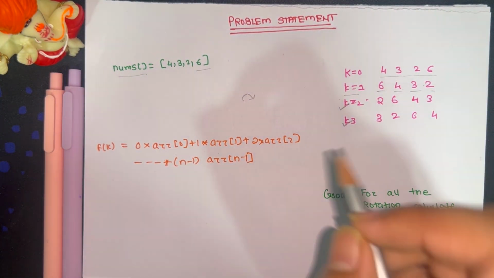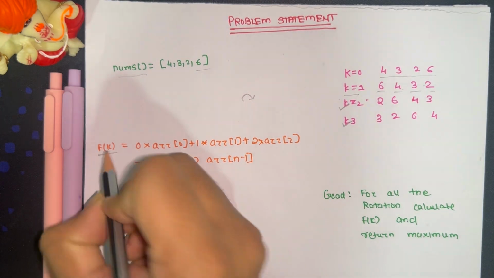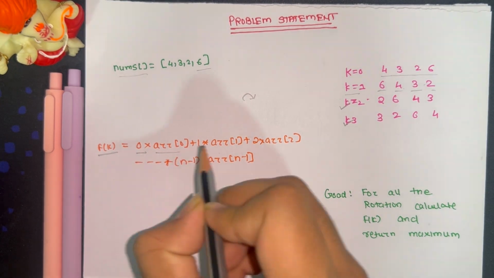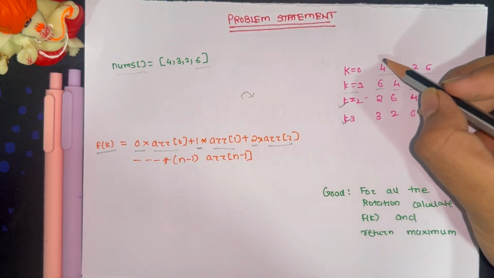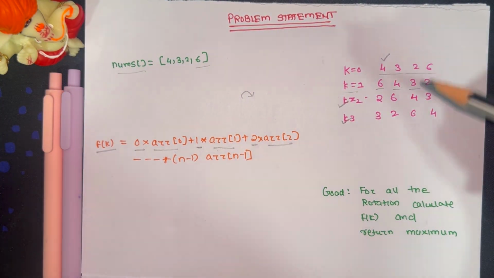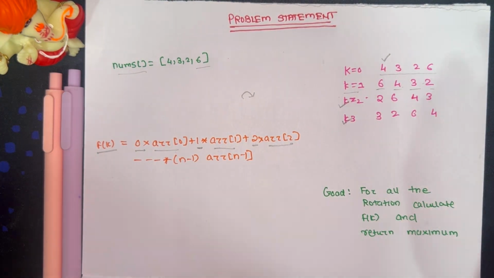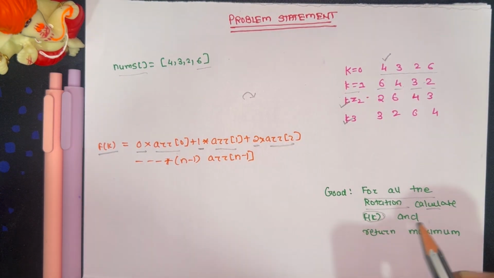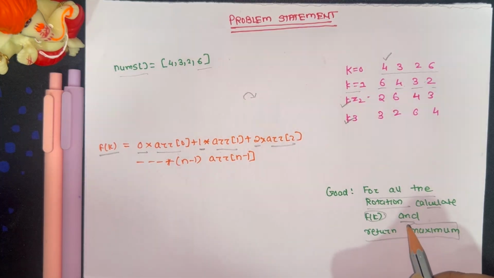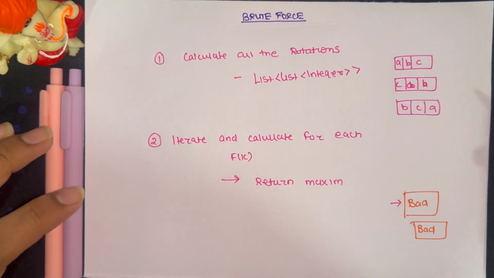What we need to calculate is this f of k, which is 0 into arr of 0 plus 1 into arr of 1 plus 2 into arr of 2. Basically, multiply every element with its index value and take the summation for all. Then for all the rotations, calculate f of k and return the maximum value.